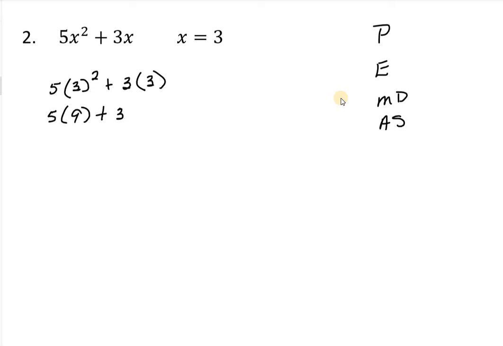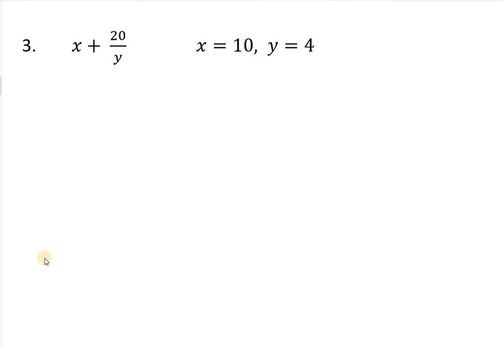Now I could go ahead and multiply this 3 times 3 out, but I'm just going to leave it like this for my first step because I want to be sure that you understand that what I've done here is just this step right here, working with exponents. Now I'm going to go on to the multiplication. So 5 times 9 is 45. And I have 3 times 3, which is 9. So now I have addition. The final answer here is 54.